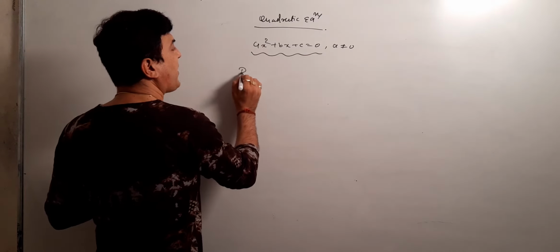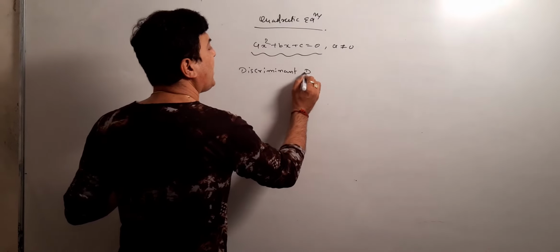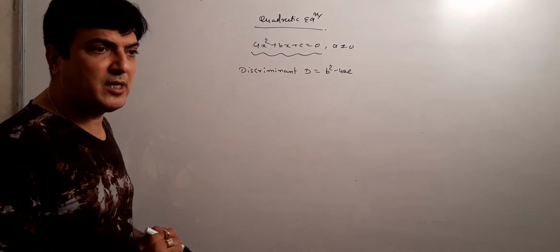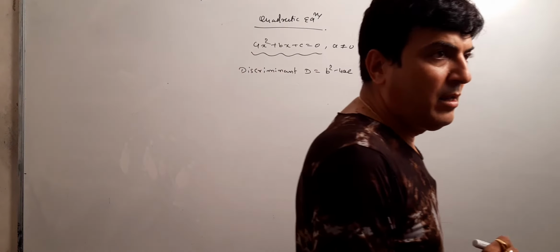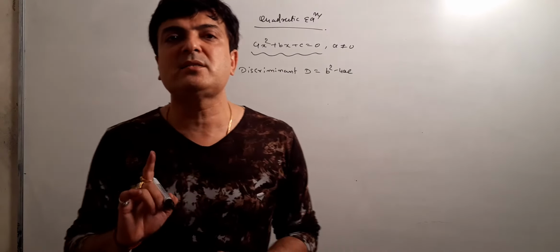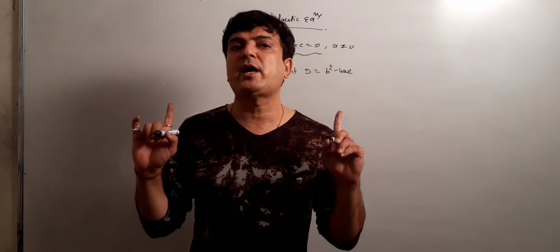Now first you have to find the discriminant. D is b square minus 4ac. This is the basic formula of the discriminant. We are familiar. The one question that will be asked in your examination will carry 3 marks. You keep in mind, you have to be ready with the steps and you get the marks.